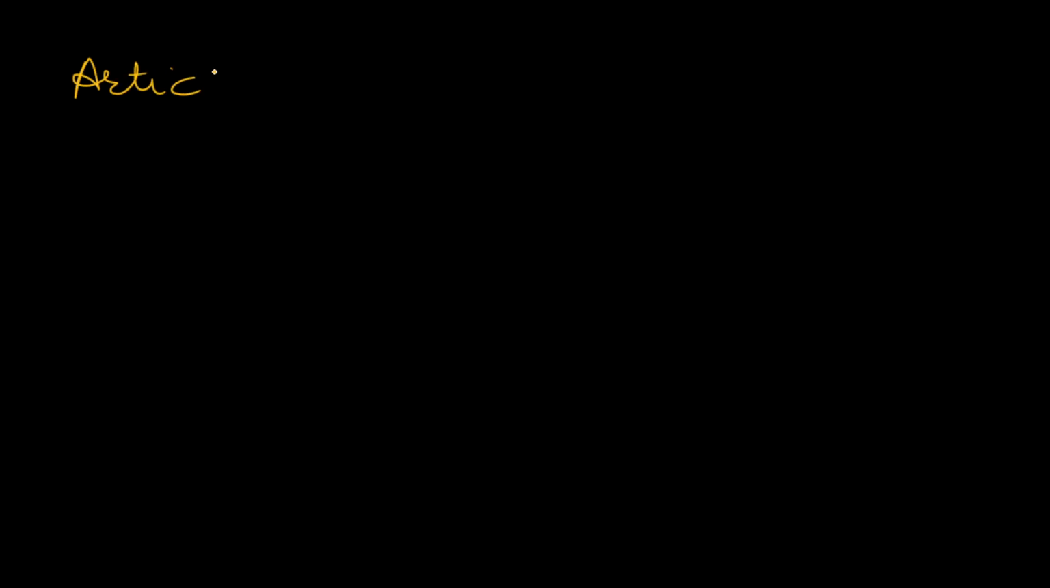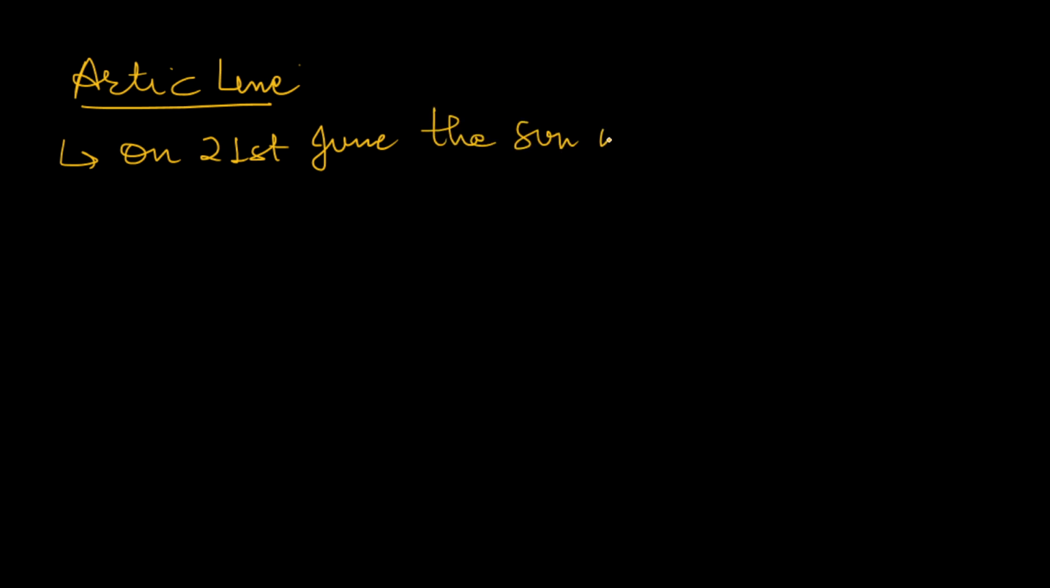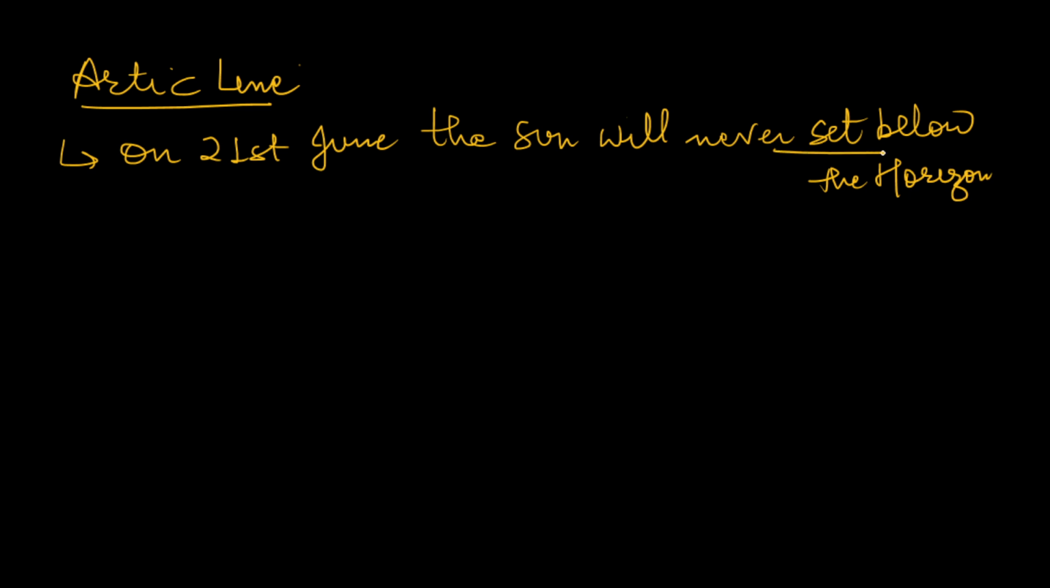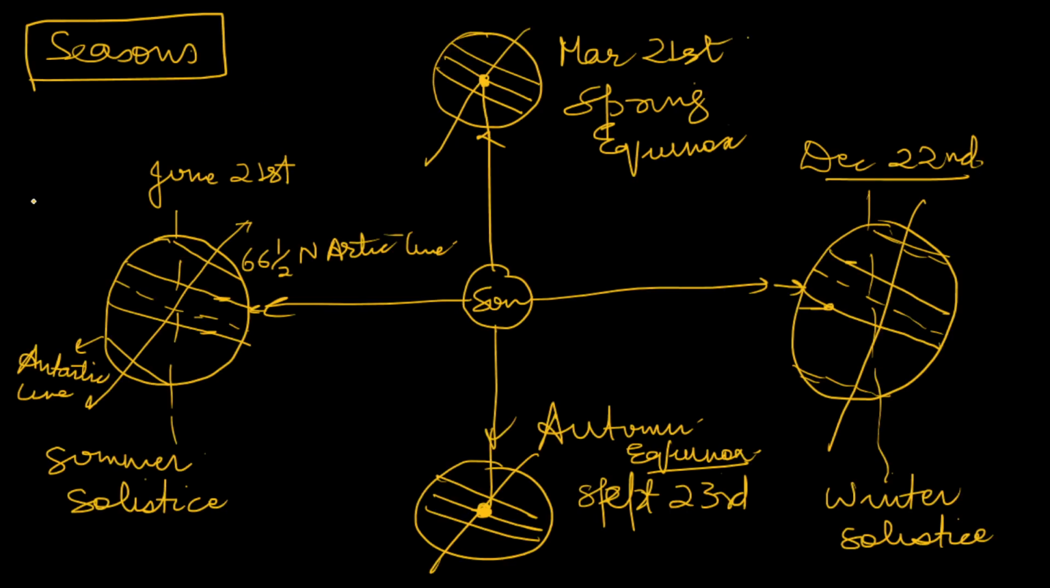And you must know one more concept which was asked previously. First of all we will discuss about Arctic line. The concept is that on 21st June, the sun will never set below the horizon. You can see the position here, 21st June. The sun is never going to set here, because it will be always directly falling.